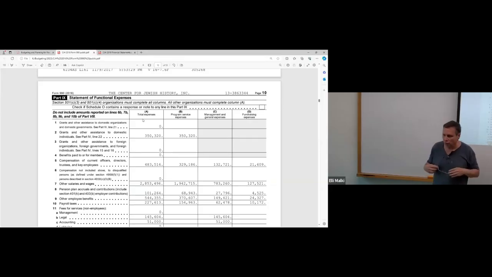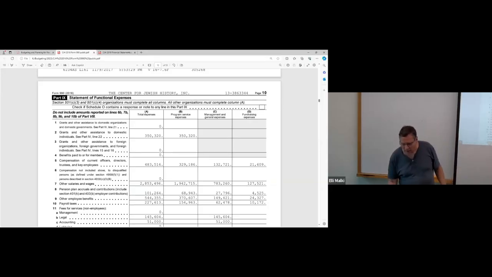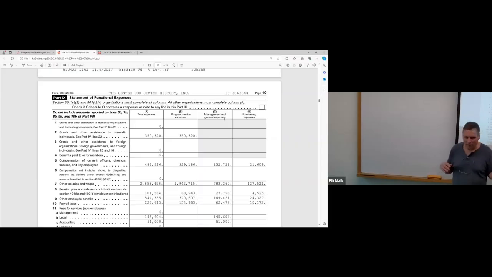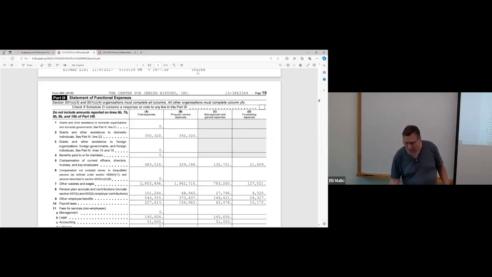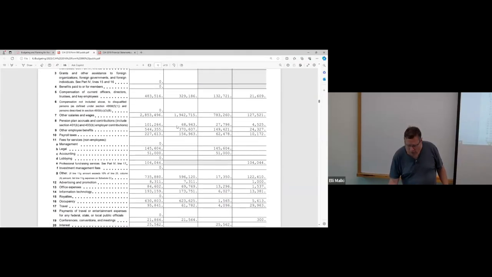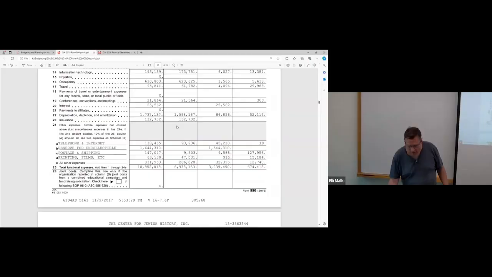And basically, as you see, we have here 4 columns: total expenses, program service expenses, management and general, and fundraising. Okay, and if you recall, when we talked about program and overhead, we said we have program and we have overhead, which is management and fundraising. So here we have the same breakdown, and we go all the way down to line 25, which is the total.